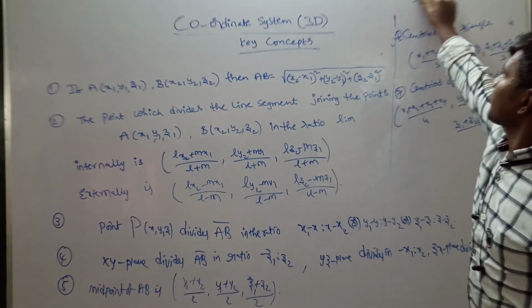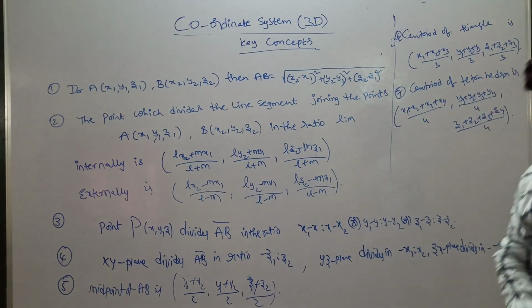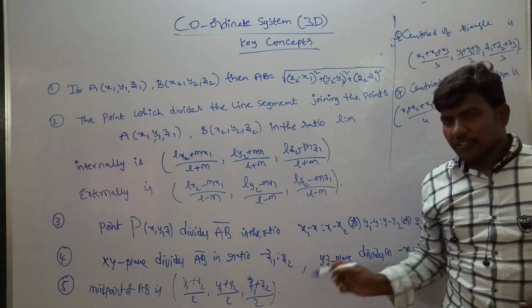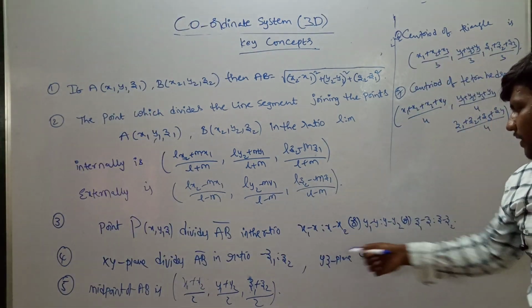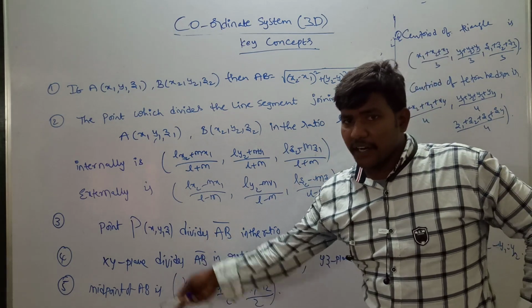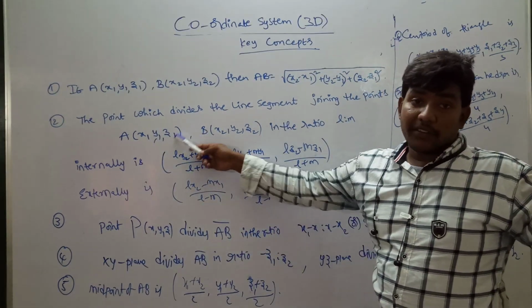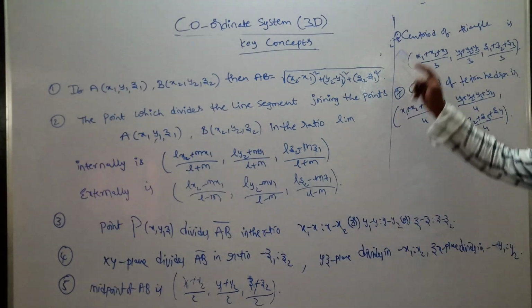Next, the XY plane divides A in the ratio minus z1 is to z2. The YZ plane divides A in the ratio minus x1 is to x2. The ZX plane divides in the ratio minus y1 is to y2. Next, the midpoint of AB is (x1 plus x2) by 2, (y1 plus y2) by 2, and (z1 plus z2) by 2.